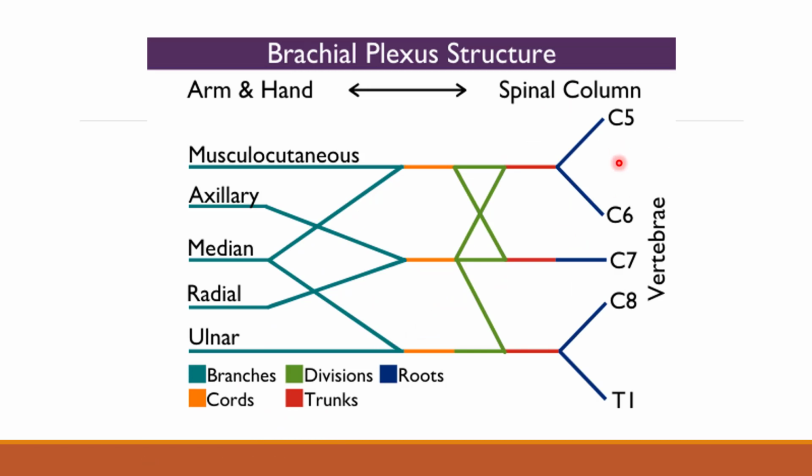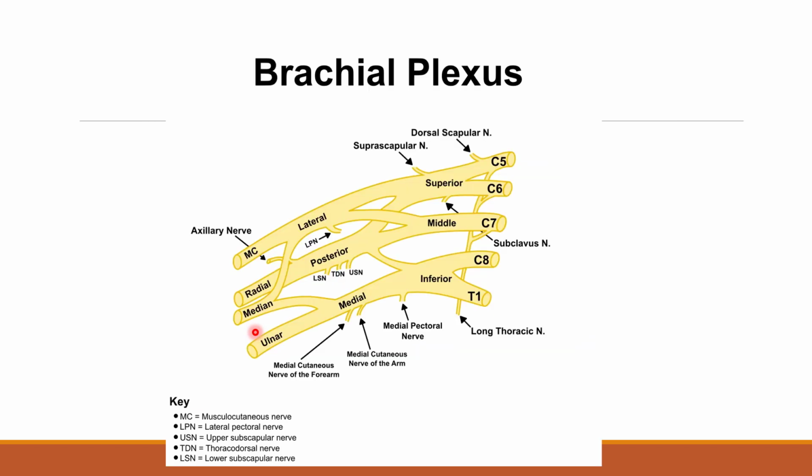Again, this is the C5, C6, C7, C8 and T1. Okay, they are forming the trunks. These are the trunks which are formed by these roots. Then trunks will be divided into anterior and the posterior divisions. These divisions, they will unite together to form the cords, which are the lateral cord, the medial cord and the posterior cord, and then these cords will give many branches. Again, this is the same diagram which is shown here.